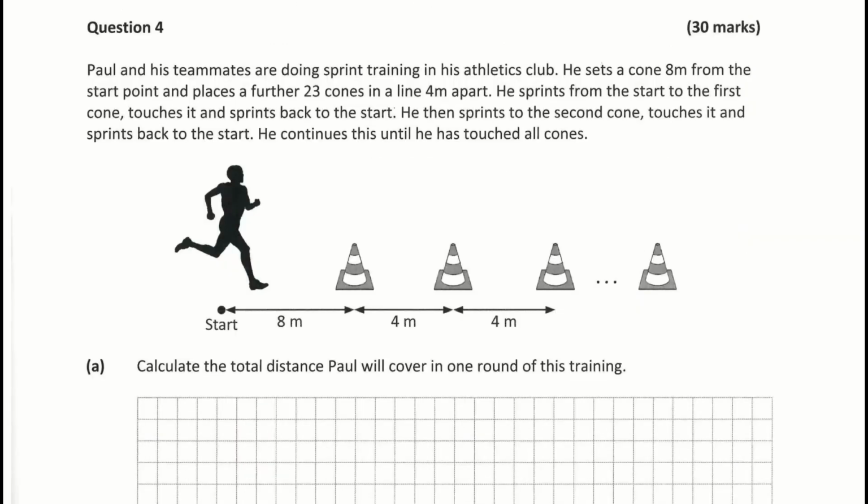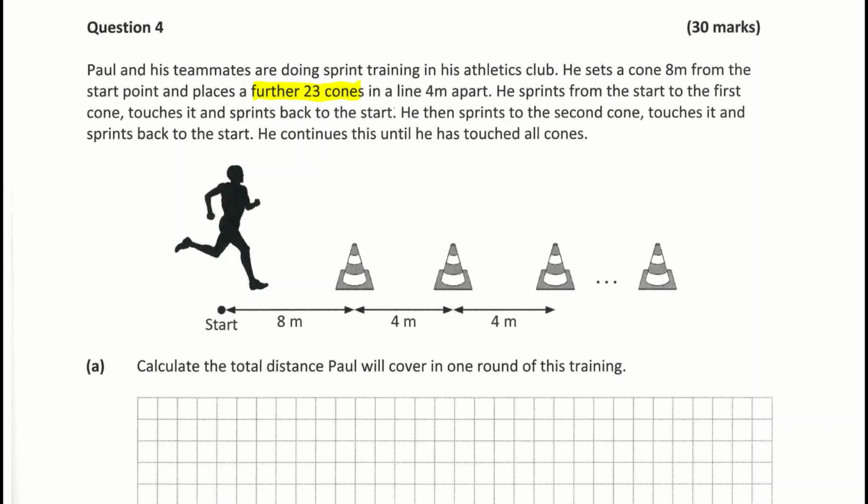Question 4. Paul and his teammates are doing sprint training in the athletics club. He sets cones 8 meters apart and places a further 23 cones in a line 4 meters apart. So the important bit there is the further 23 cones. Okay, so we need to note that. So there's actually 24 cones altogether. Looking at that first part there, calculate the total distance that Paul will cover in one round of training.